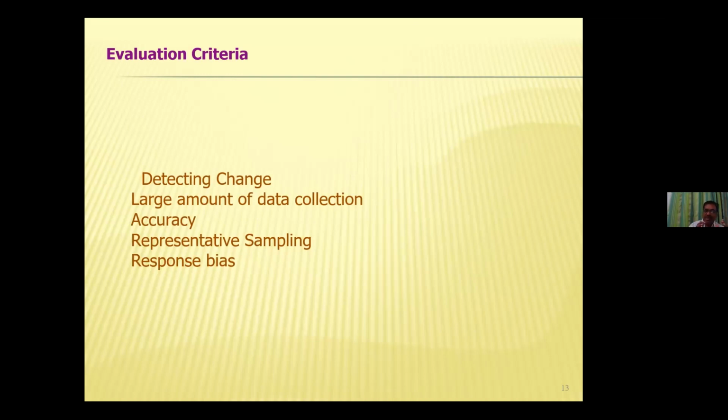If you want to detect change, you can use longitudinal research design. Similarly, for accuracy, in case of longitudinal data you can get more accuracy because you can also detect the changes. Similarly, let's take representative sampling. Both cross-sectional and longitudinal will have a representative sampling, but longitudinal will have more representative sampling. In case of cross-sectional, there may be a bias.